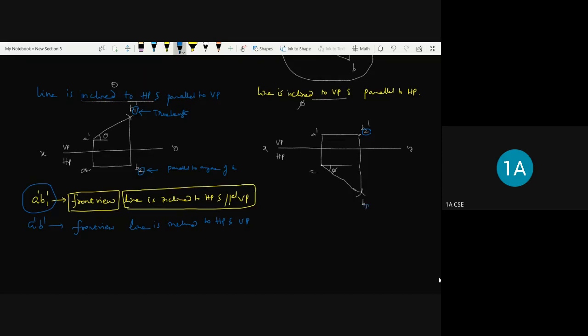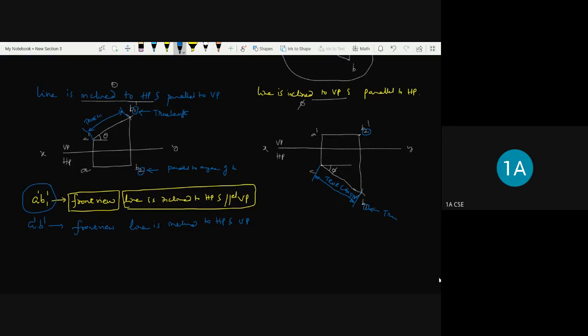And here also the 1 represents a true length line. If I say AB1, this is the true length line. So this represents true length. And here also A dash B1 dash is the true length of the line.